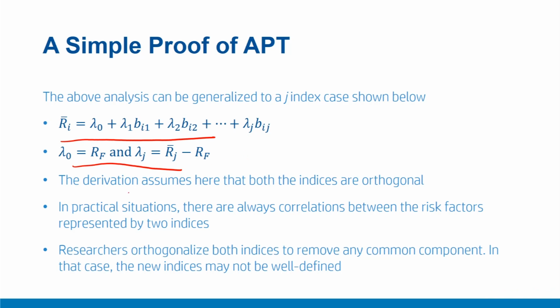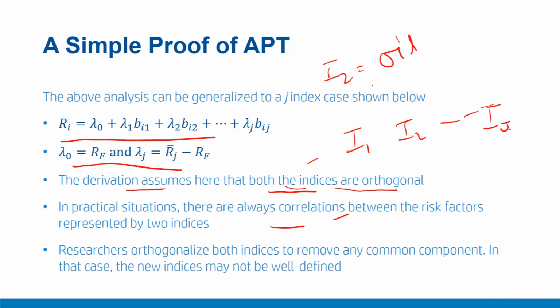different indices. This derivation assumes that all these indices, in this case, if there are two indices, then both the indices are orthogonal. If there are multiple indices, all these indices are orthogonal. When we say orthogonal, that means all these indices I1, I2 and so on are not correlated with each other. However, in practical situations, there are always correlations between these indices or risk factors. For example, if one of the risk factors, index I2, is the oil and gas index, chances are it will be heavily correlated with one of the other indices, let's say I1 is the market index. So chances are these two will be definitely correlated.